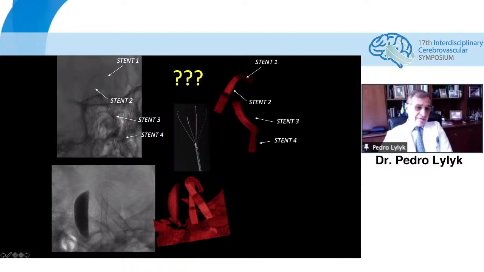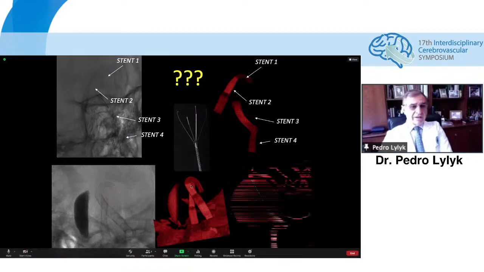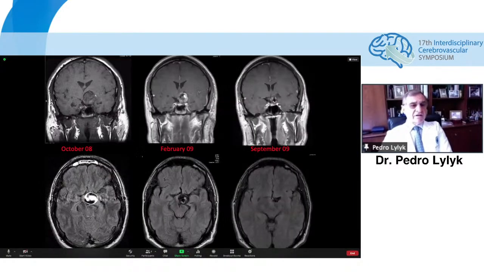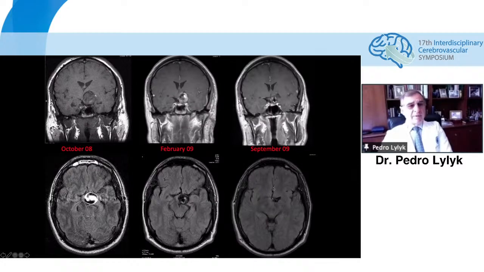I was lucky, I think. I was able to reconstruct the artery again distally. So four devices, one telescopic, one inside another one, and this is the patient at a year follow-up.